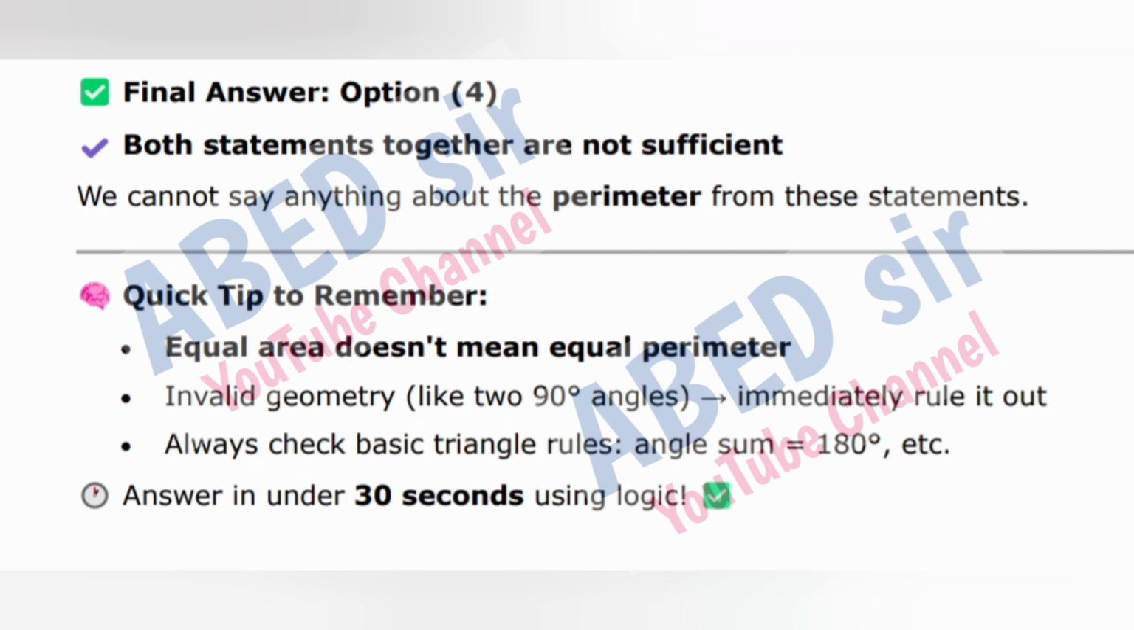Quick tip to remember. Equal area doesn't mean equal perimeter. Invalid geometry, like two 90 degree angles, immediately rule it out. Always check basic triangle rules. Angle sum is equal to 180 degrees, etc. Answer in under 30 seconds using logic.